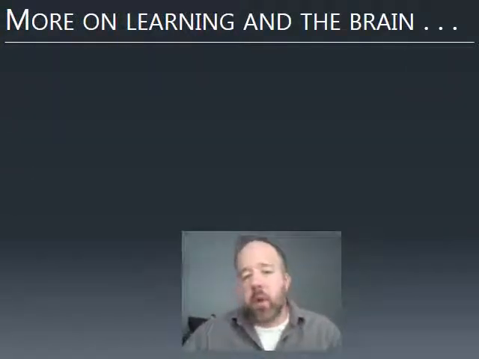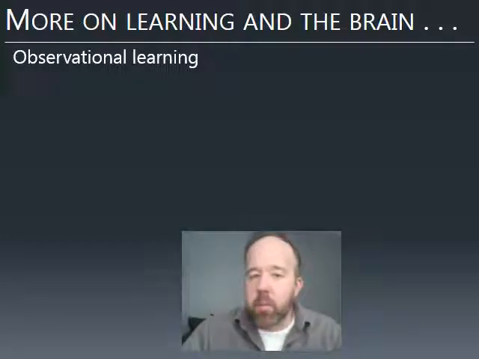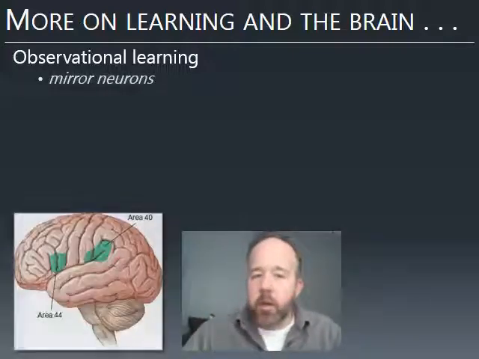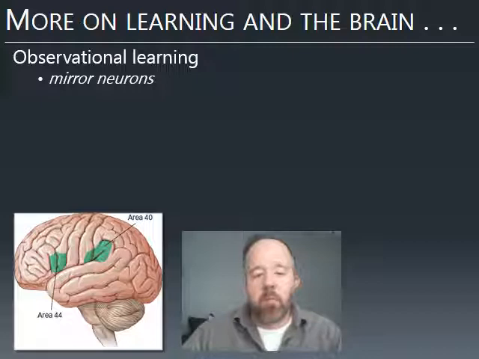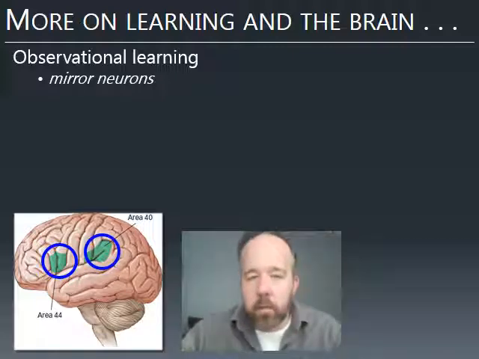Okay, when it comes to the brain and these forms of learning, there are different areas that seem to be involved in observational and implicit learning. So for observational learning, we have what are called mirror neurons. And these are neurons found in the frontal lobe and also in parts of the parietal lobe. Not the whole lobes, just these parts.